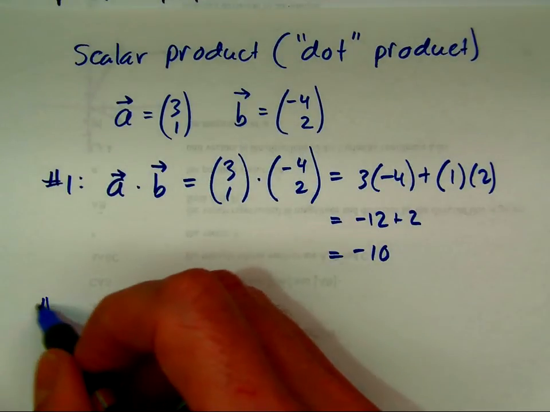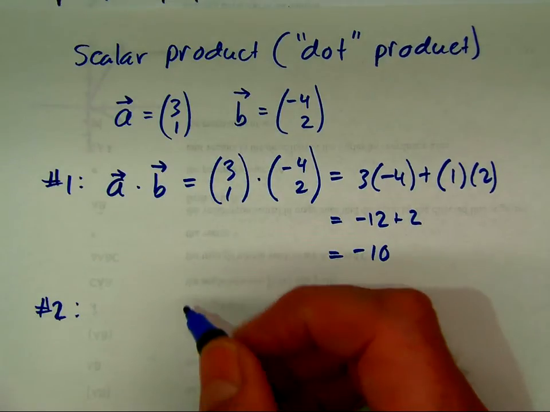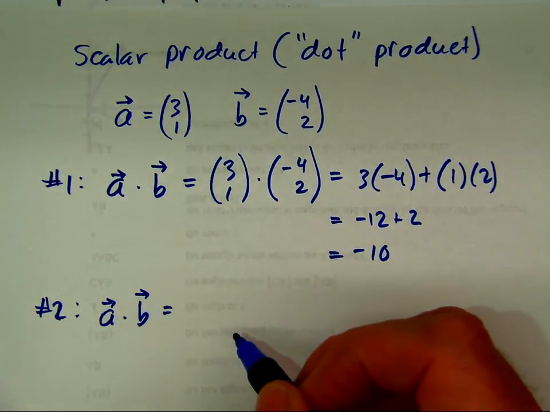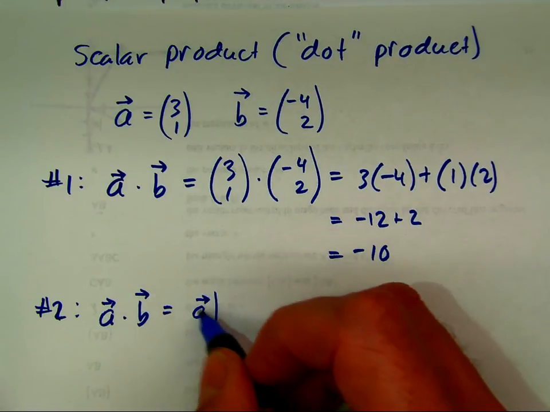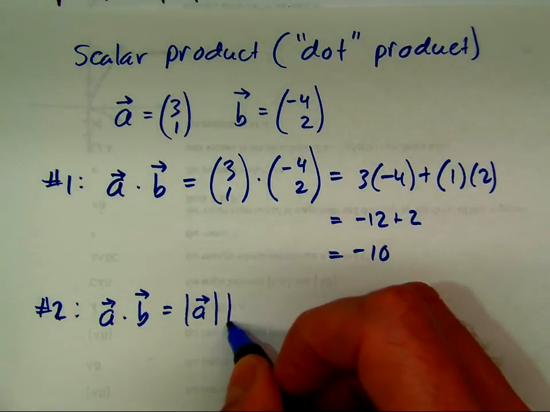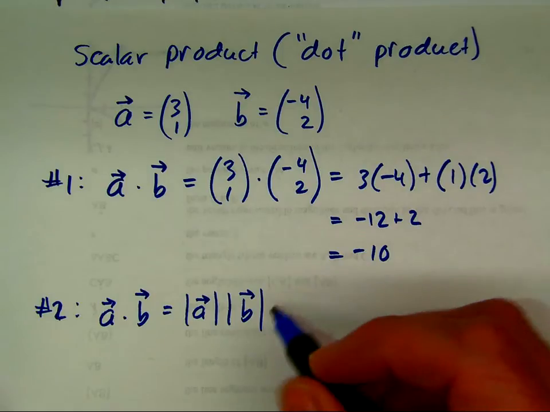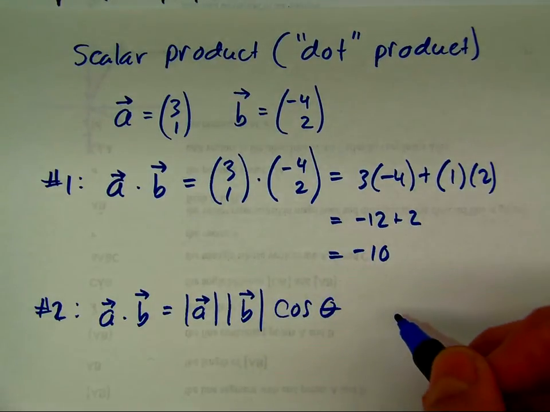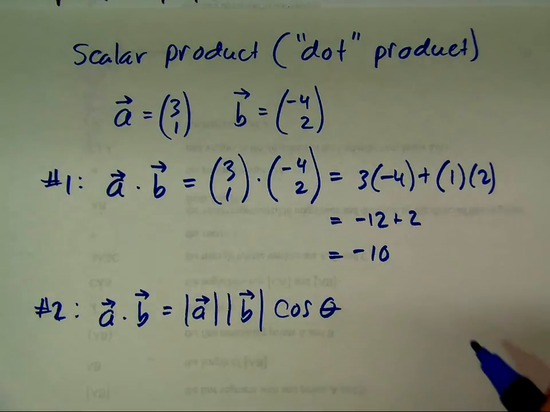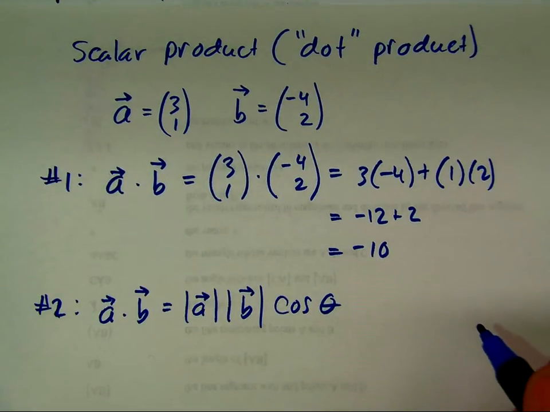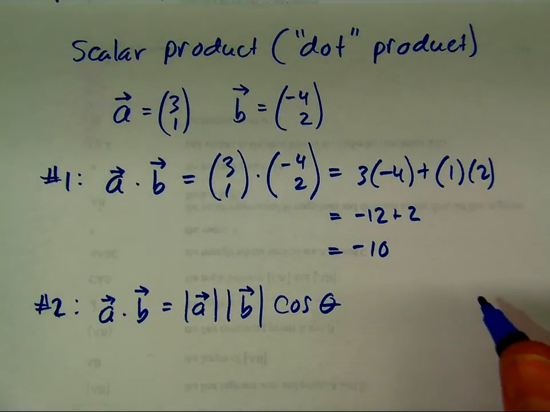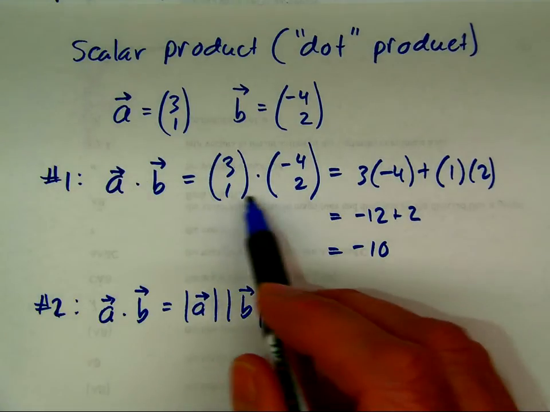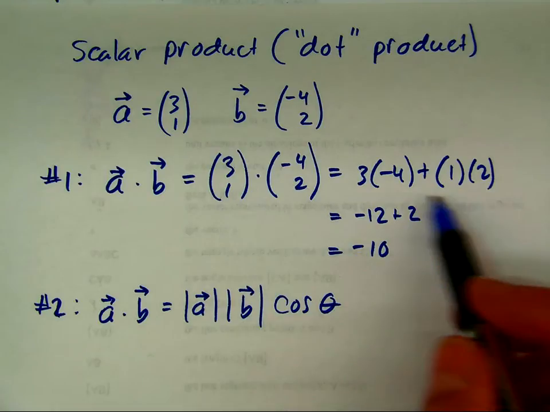Another equation for the dot product is the product of the magnitudes of each vector, and then the cosine of the angle between them. If a question asks you to find an angle, you have to use this equation. If it just says find the dot product and you know the vectors, then you can just multiply it like that.